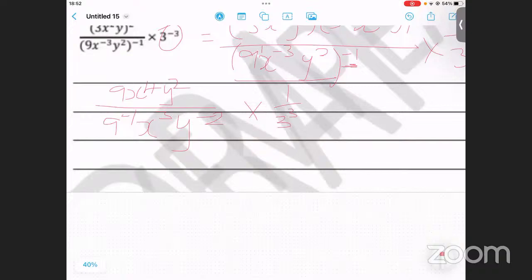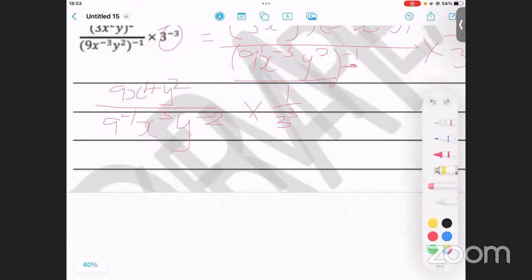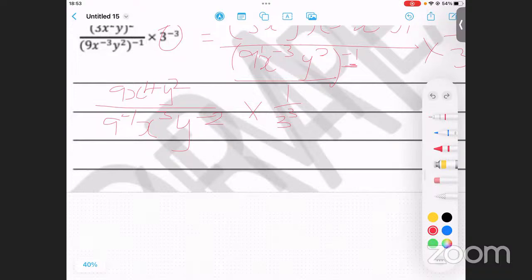Perfect. So if we are having something like this, the next thing that we can do is, you see, everything that's on the denominator is also there in the numerators. So we can move everything up. When we move 9 to the other 9, when we are dividing the same bases, you subtract the exponent. So we're going to have something like this.